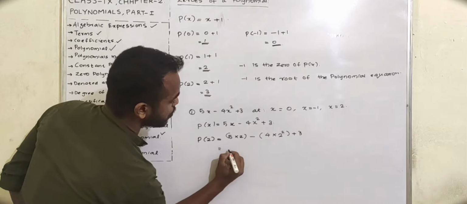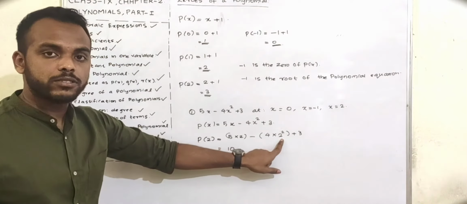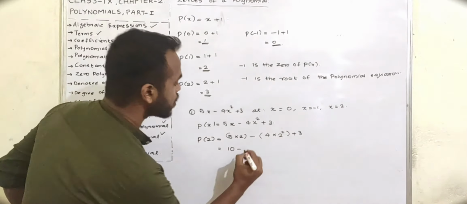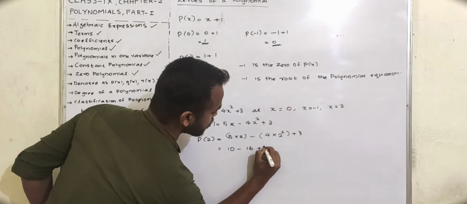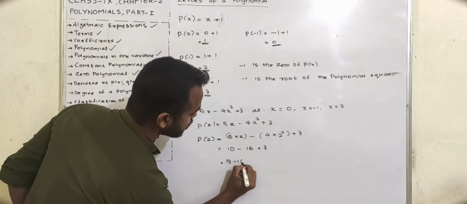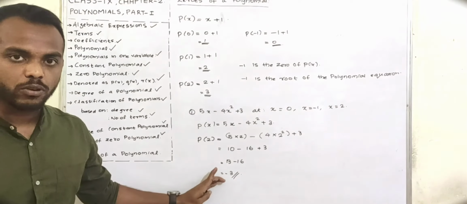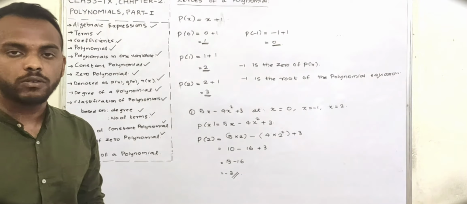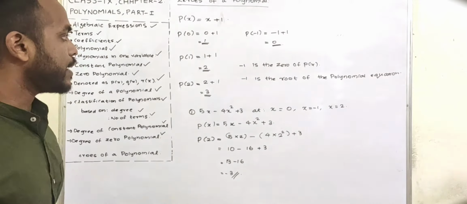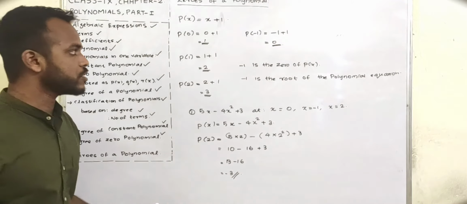What is 5 into 2? It's 10 minus 4 into 2 square is also 4. So 4 into 4 becomes 16 plus 3. Now add the positive terms. 13 minus 16, that is minus 3. So this is the way to solve this one, or it is the way how to solve the question if it is given like this. So I hope you understood. Then we'll move on to the next section.